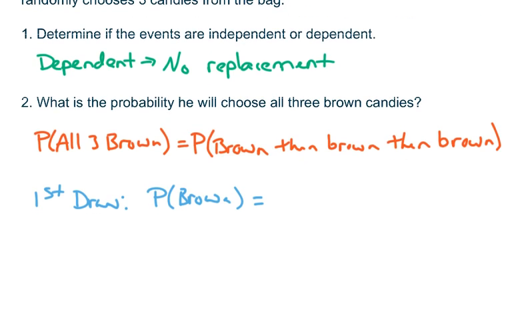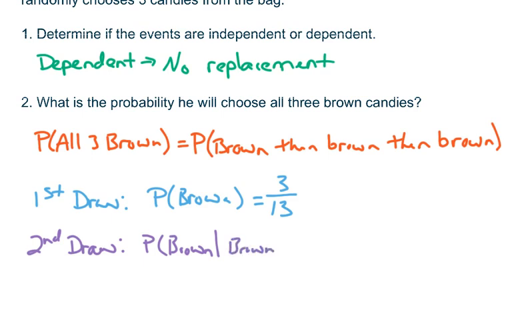There are 3 brown candies out of the 13 candies in the bag, so we can say 3 over 13. That's pretty straightforward. For the second draw, we're looking for the probability that we get brown, given that we drew a brown already.